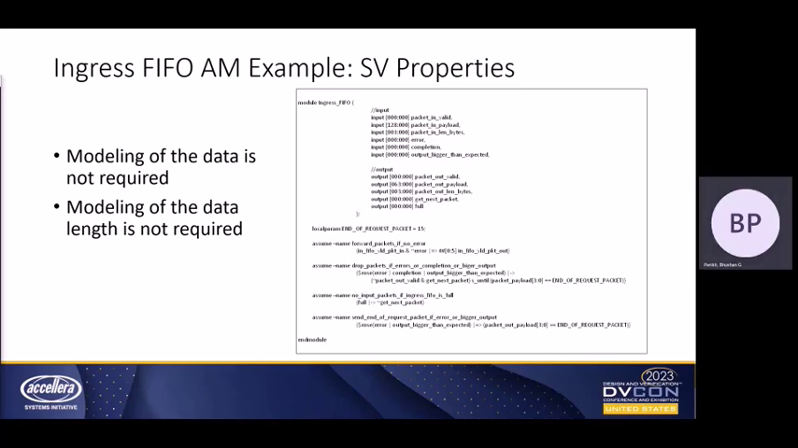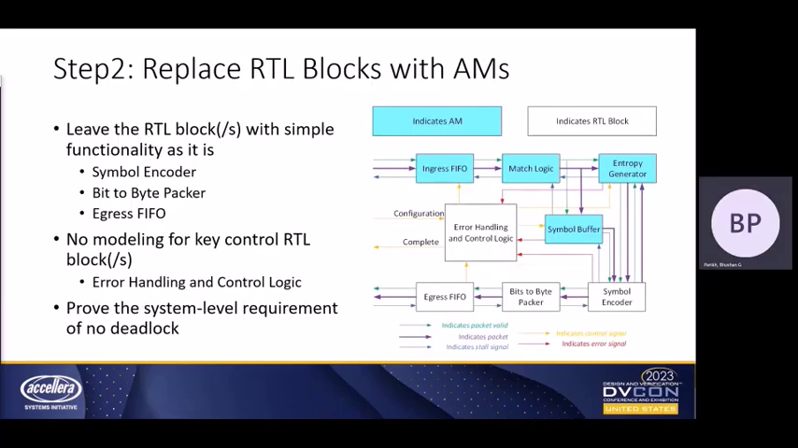The next step is to replace the RTL block with the respective architectural models. In this step, we'll replace the RTL blocks from our formal environment with the respective architectural models. Now, care must be taken to not go overboard and replace all the RTL blocks. Instead, replace only complex RTL blocks and leave the relatively simple RTL blocks as they are.